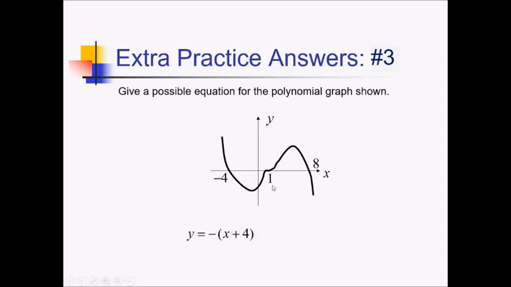Next, we're going through positive 1. So that's a factor of x minus 1. Since we're flattening through that, that means that 1 is a triple root. So we have x minus 1, the quantity cubed. And then finally, we're going straight through 8. So that's going to be x minus 8 first power.